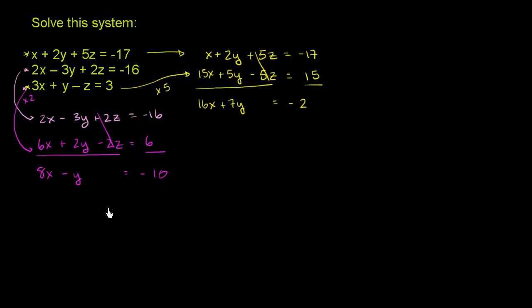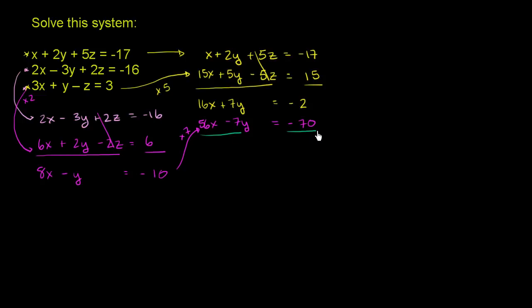We've eliminated the z's. And if we want to eliminate again, we have a negative y over here and a positive 7y. Well, we could eliminate the y's if we multiply this times 7 and add the two equations. So let's do that. Let's multiply this times 7. 7 times 8 is 56, so it's 56x minus 7y is equal to 7 times negative 10, which is negative 70. And now we can add these two equations.